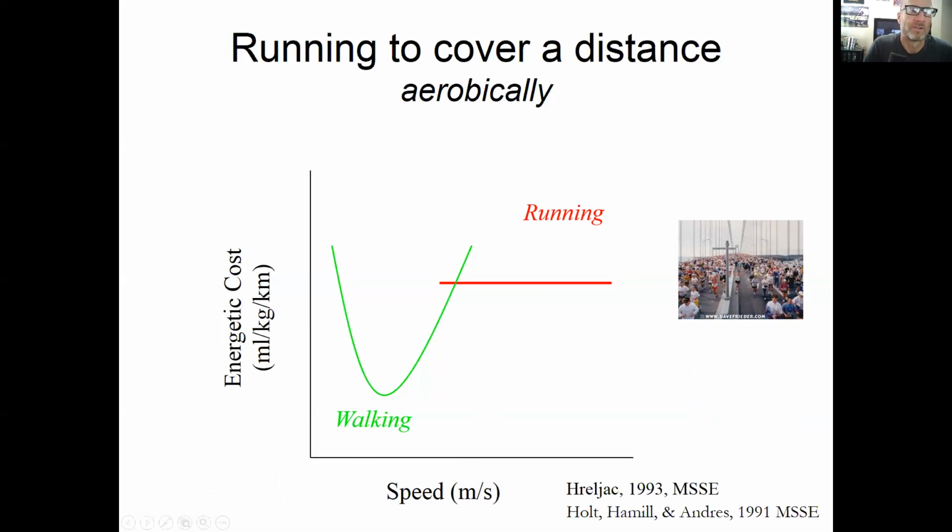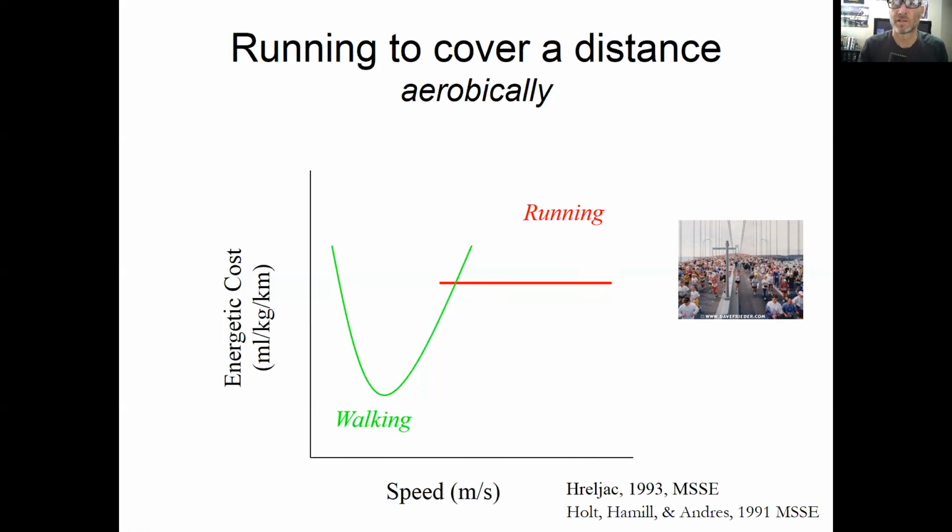That seems odd. But if we're going to run, let me talk through this a little bit. If we're going to run fast, we're going to cover that distance in a shorter period of time and therefore consume a lower amount of total oxygen. But if we're going to run slow, we're going to cover that distance over a longer period of time, but actually we're going to consume the same amount of oxygen.